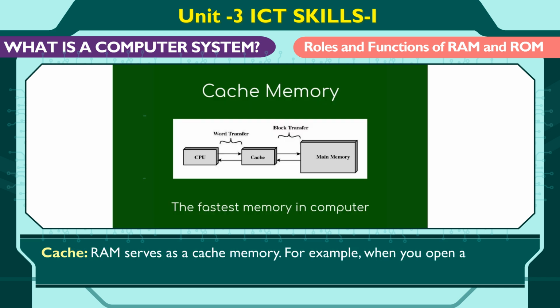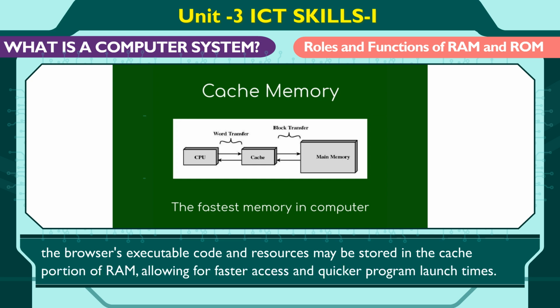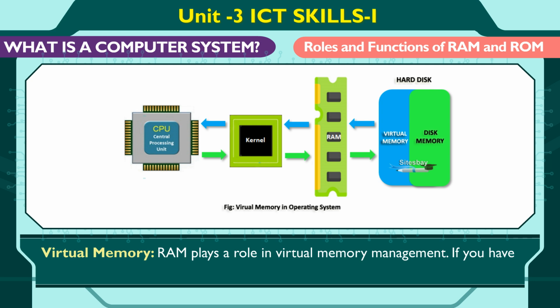Cache. RAM serves as a cache memory. For example, when you open a frequently used program like a web browser, the browser's executable code and resources may be stored in the cache portion of RAM, allowing for faster access and quicker program launch times. Virtual memory. RAM plays a role in virtual memory management.